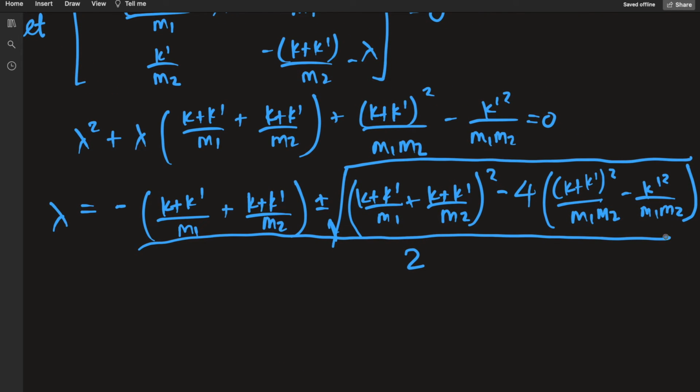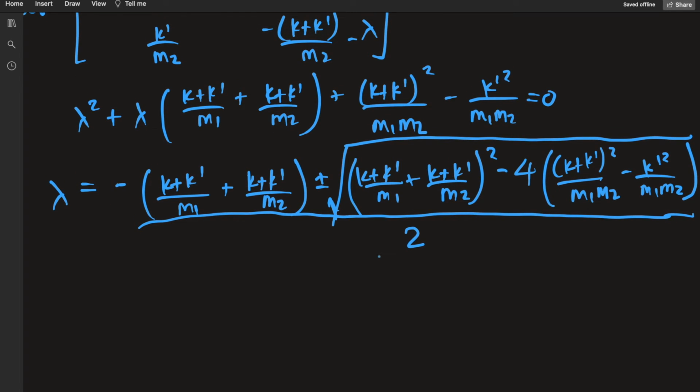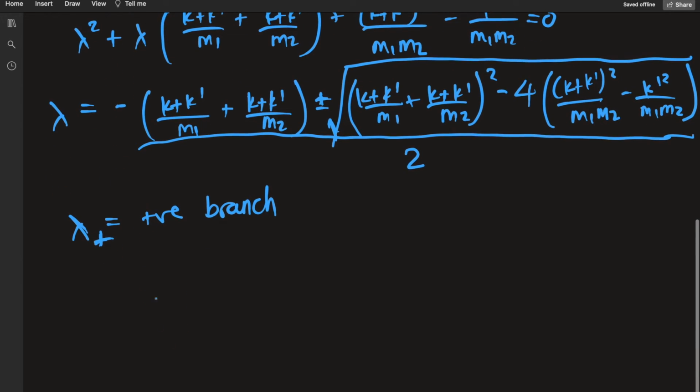And if you have same masses, m1 is equal to m2, in that special case this just reduces down nicely. Since we're physicists, we don't necessarily care about those conditions first. Let's solve it generally. So lambda plus is going to be the positive branch of this, where you ignore the negative, just have a positive. Lambda minus is going to be the negative branch of this crazy expression.